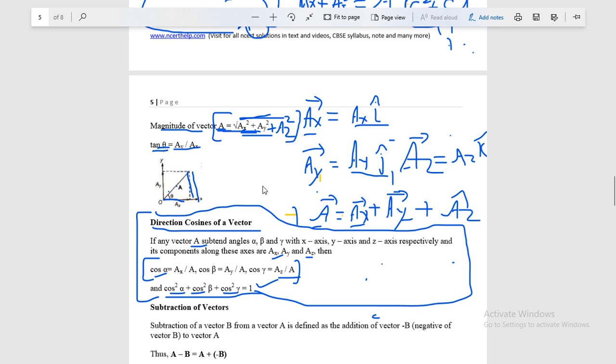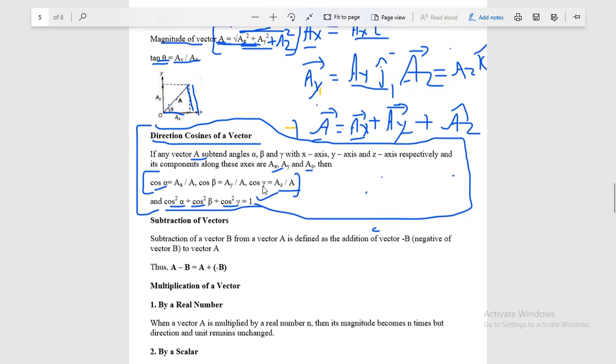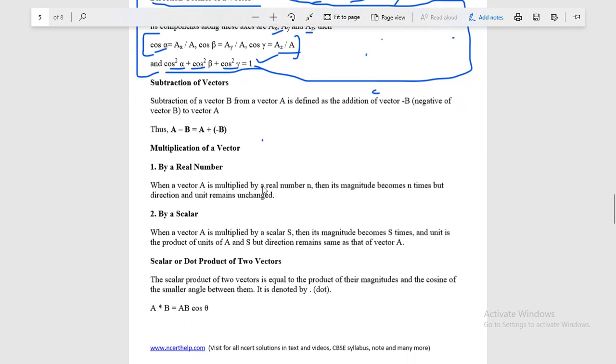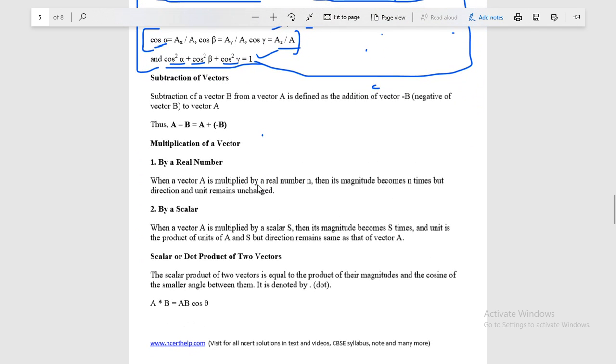In the next class we will discuss the subtraction of vectors, then multiplication, and the vector and scalar product of vectors.